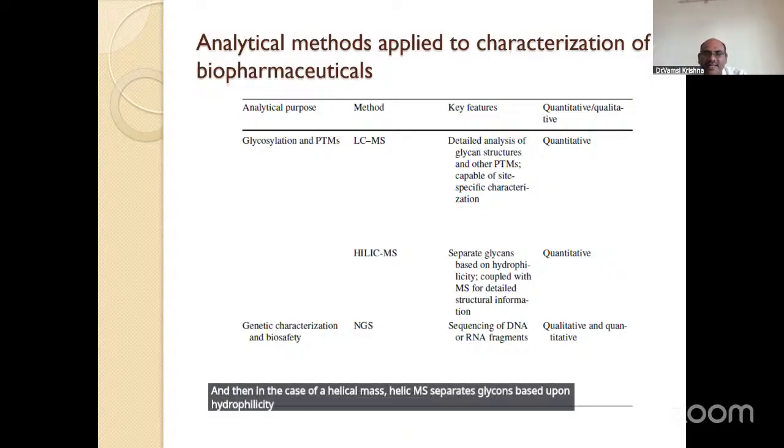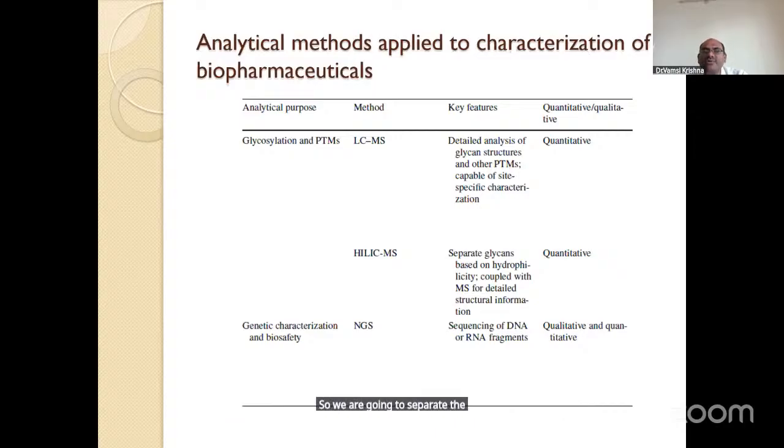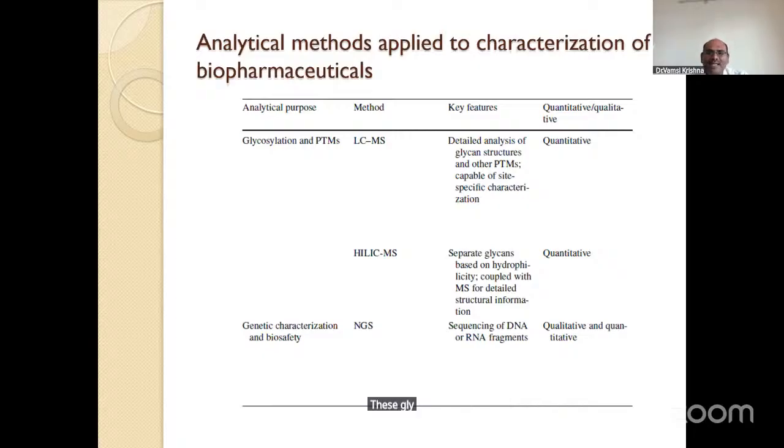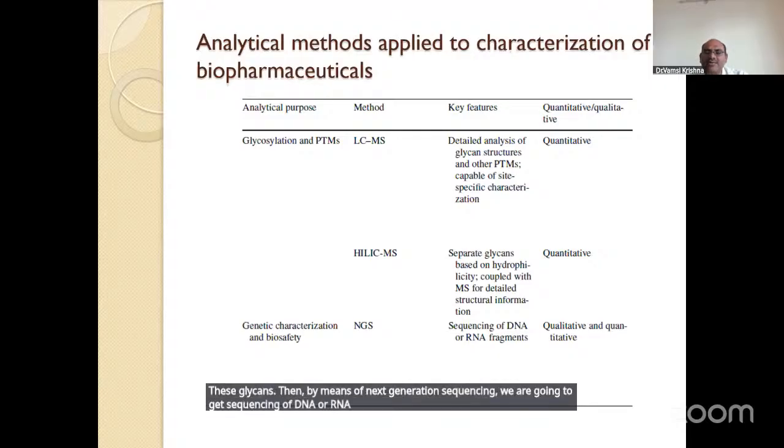HILIC is a liquid chromatography technique, and by means of the HILIC technique, we are going to separate the glycans. So we are going to separate the oligosaccharides, the glycans, based upon their hydrophilicity. And then coupling with mass spectrometry, we are going to get clear structural information of these glycans. Then, by means of next generation sequencing, we are going to get sequencing of DNA or RNA fragments. This gives qualitative and quantitative information.